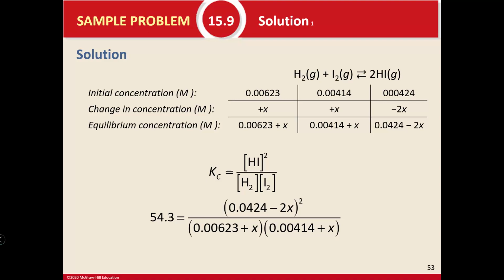So notice what happens here. It's an ICE table. Here are the initial concentrations that were given. You calculated Q. You said Q is greater than K. The reaction is going to proceed to the left. So notice here it's minus 2x. It's gaining x amount for both the reactants. You add those together, you get the equilibrium. Again, ICE table. You plug these values into the expression, you get this.